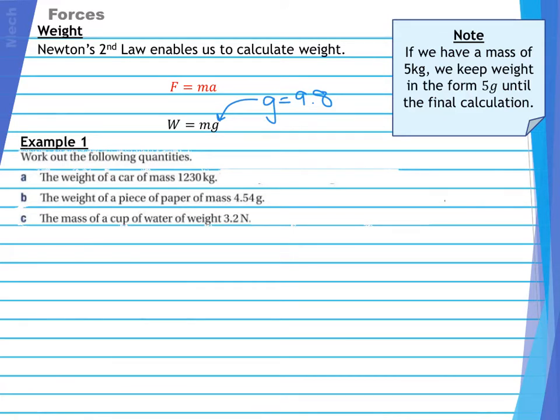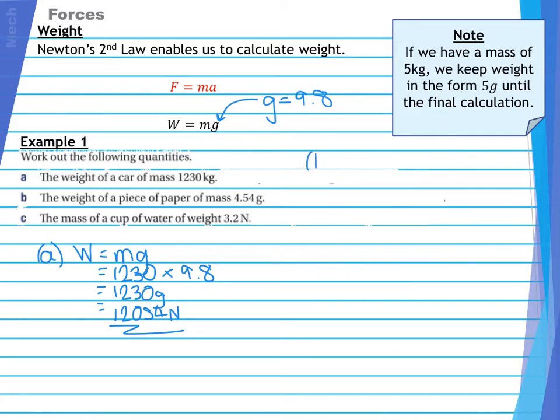Okay, so in example 1, first of all we're asked to work out the weight of a car which has got a mass of 1,230 kilograms. So start by writing out the formula. W equals mg. Mass is 1,230. g is 9.8. So we could write that as 1,230g, and that's how we'd leave it if we were carrying on with a further calculation. But when we actually work that out, it's going to give us 12,054 newtons.